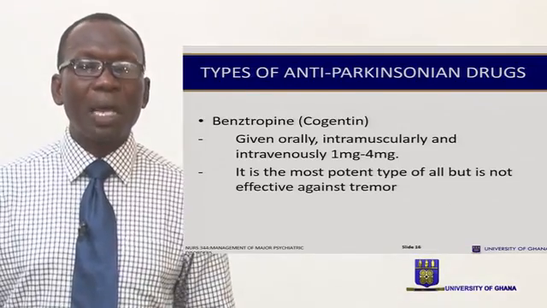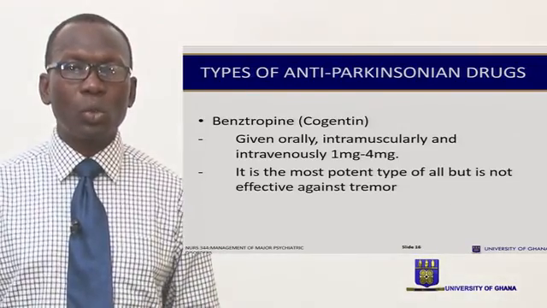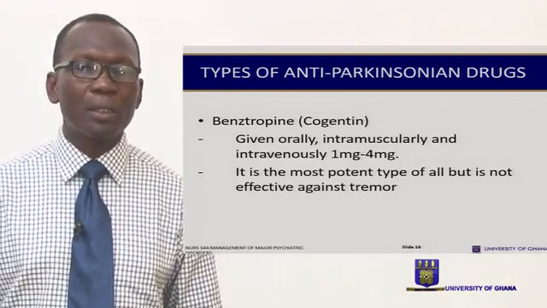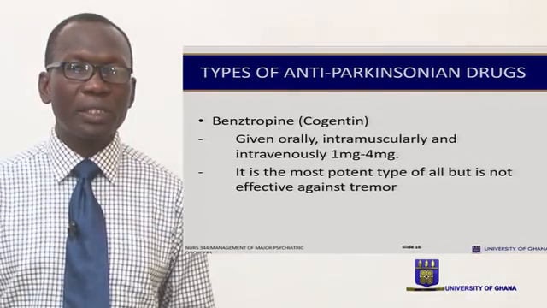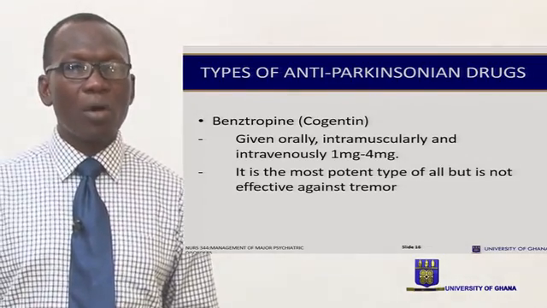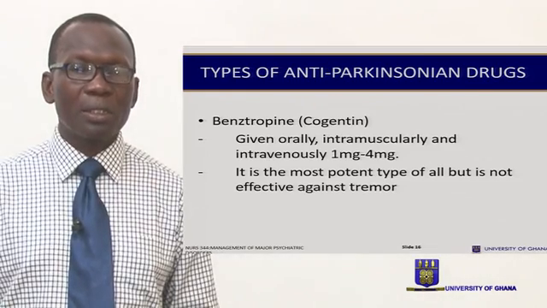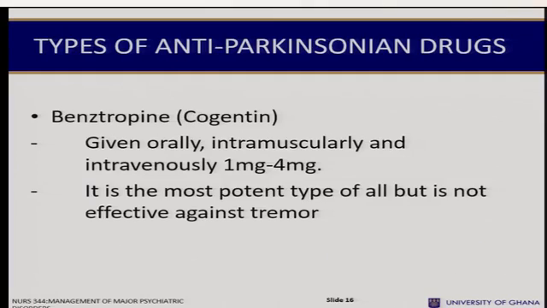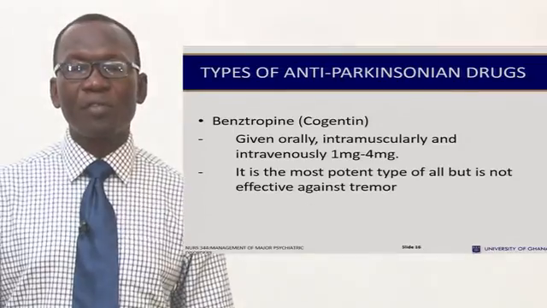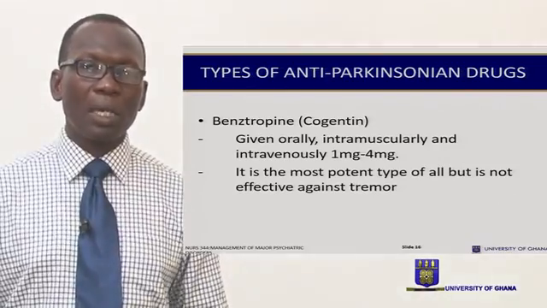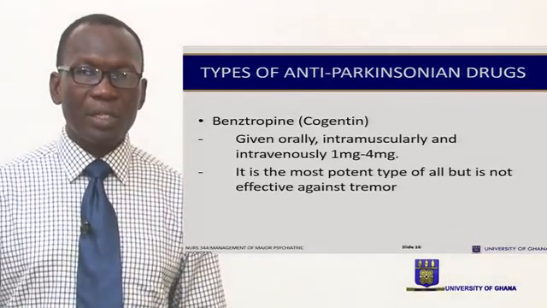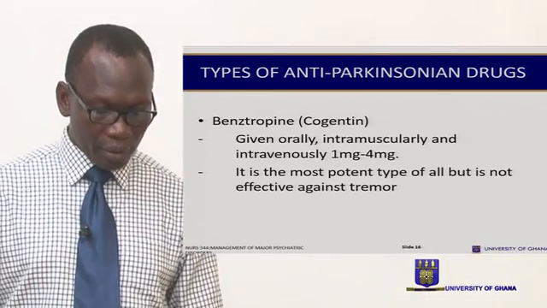We look at some of the types of anti-Parkinsonians that we have in use. One is benztropine, which is also called Cogentin. It is taken orally or intramuscularly, sometimes intravenously. It is the most potent type of all, but it's not effective against tremor. So wherever you have tremors, this will not help. It will help in other areas rather than with tremor.